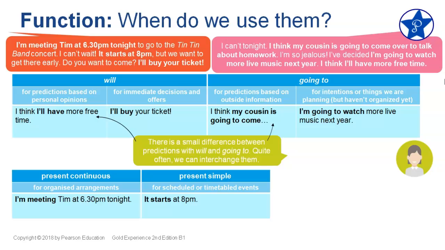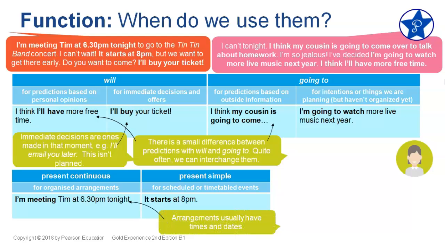There is a small difference between predictions with will and going to. Quite often we can interchange them. Immediate decisions are ones made in the moment. I'll email you later. This isn't planned, so I'll change the topic now. If I started to speak about the passive, I would do that. So yeah, I could use will to say, oh, I'll explain the passive now. But no, let's stick to future tenses.